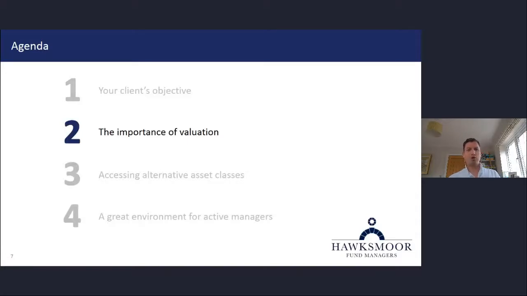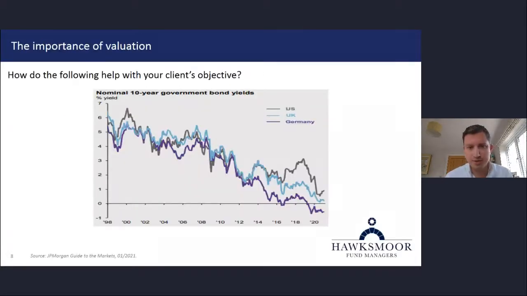So now I want to just explore some of the constituents of the mainstream approach to multi-asset investing. And of course, this is a chart you'll all be very familiar with. Nominal 10-year government bond yields across the UK, the US, and Germany. You'll all know how precipitously yields have fallen. But for us, it's simply a case of, well, if the yields on a fixed income investment are near zero, how on earth, after the impact of taxes and charges, are they going to contribute to the client objective?